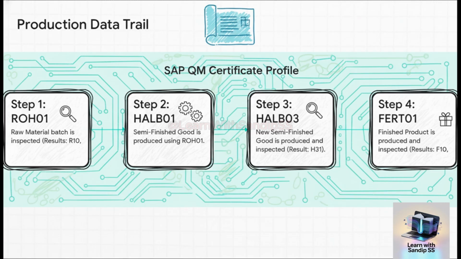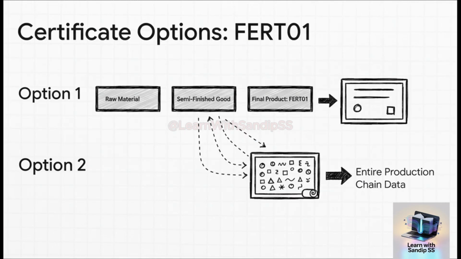The system tracks this entire family tree. And here's the payoff. When you go to create that certificate for the final product, FRT01, you've got options. You could print just the results from its own final inspection, F10 and F11. Or, and this is that superpower I was talking about, you can tell the system to reach all the way back through the production chain and also print key results from the components, like the purity rating, R10, from the original raw material. I mean, think about that. That gives your customer unbelievable traceability.